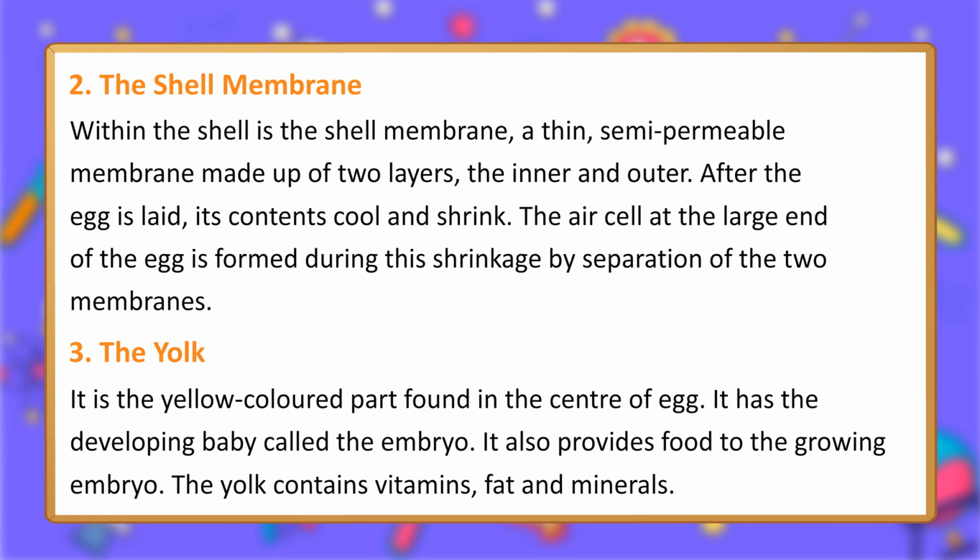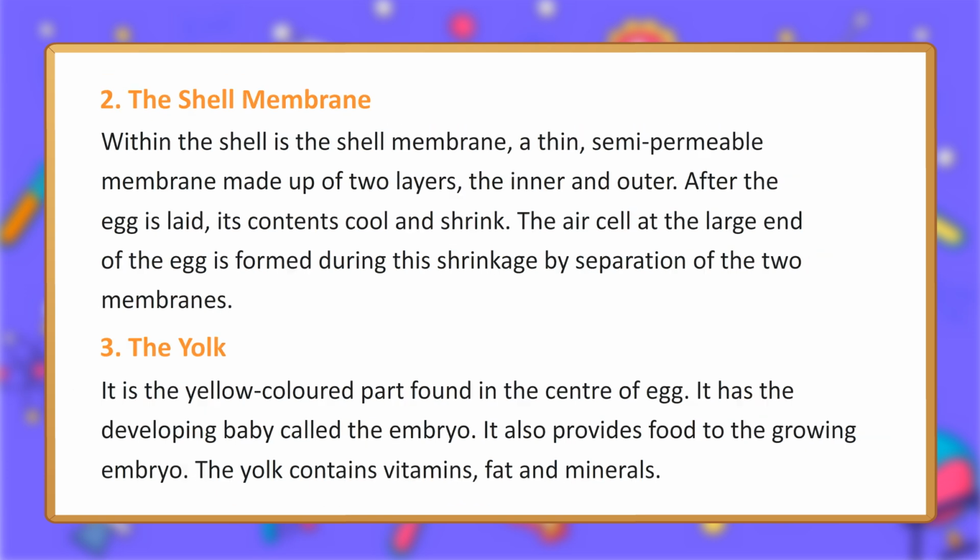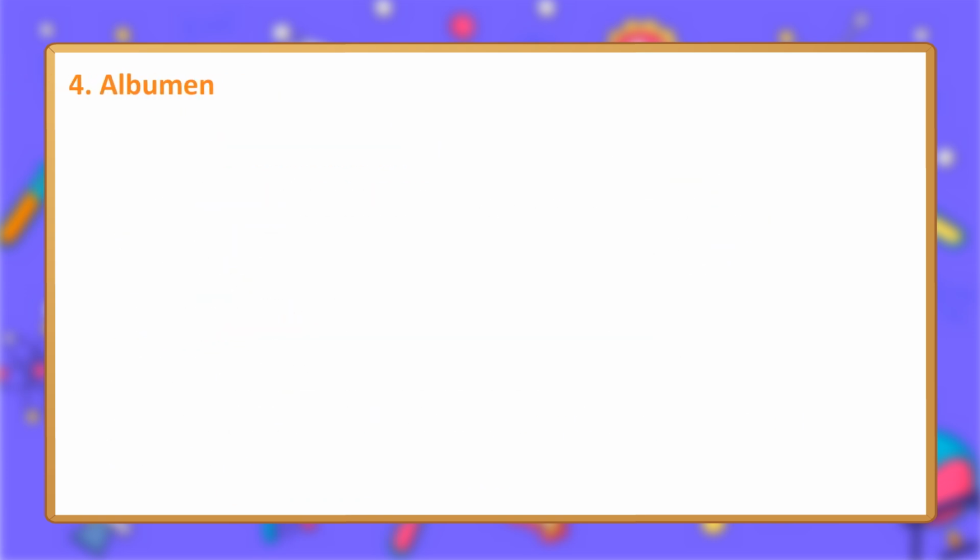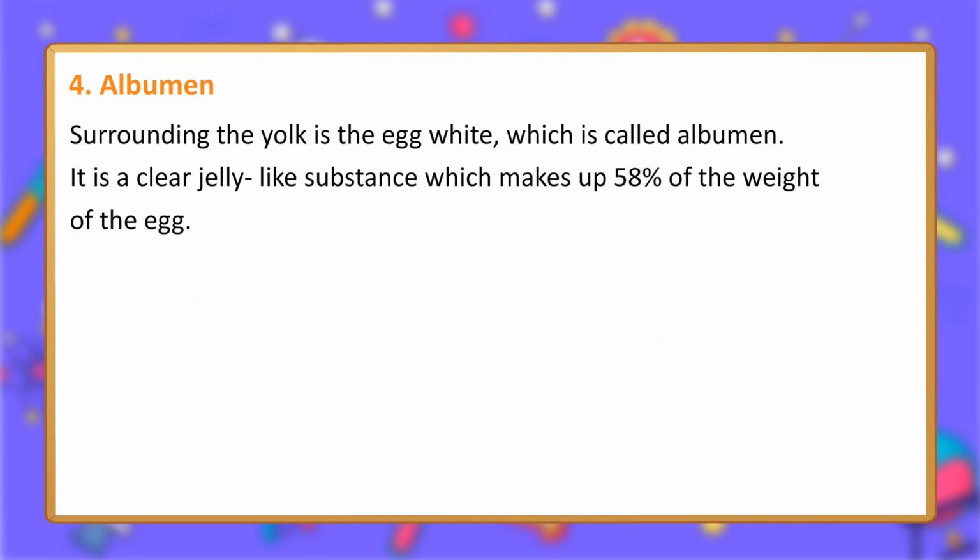It has the developing baby called the embryo. It also provides food to the growing embryo. The yolk contains vitamins, fat and minerals. 4. Albumin. Surrounding the yolk is the egg white, which is called albumin. It is a clear jelly-like substance which makes up 58% of the weight of the egg.